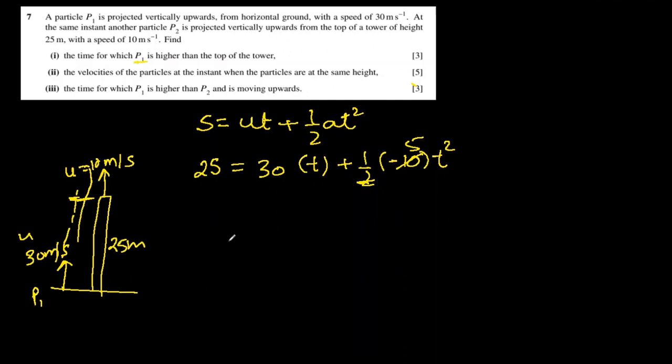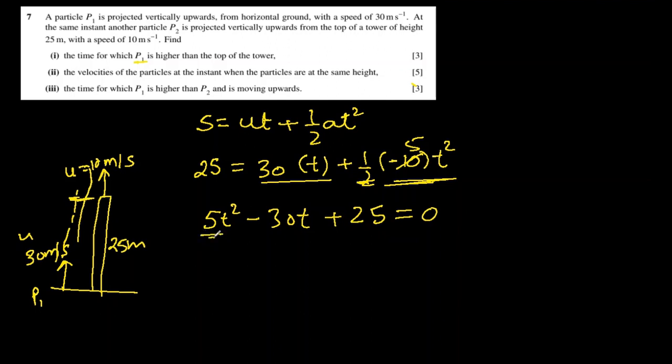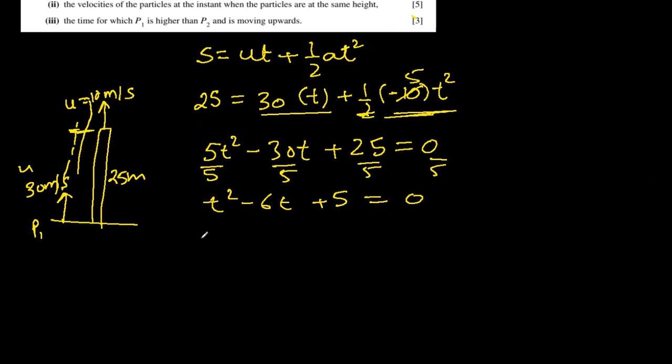So yes, we can bring everything to the left side now. So this will be minus 5t square, so it will become 5t square here. 30t will become negative, and then we have already 25 on the left side. This becomes a quadratic. Let's simplify this by dividing by 5. So t square minus 6t plus 5 equal to 0. So we can clearly see, you can use your calculator, that the factors of this will be t minus 1 and t minus 5.